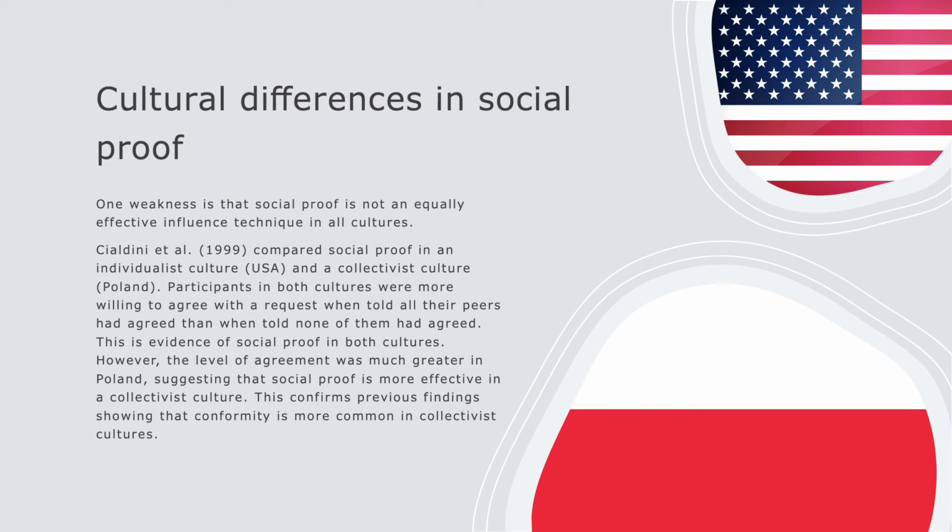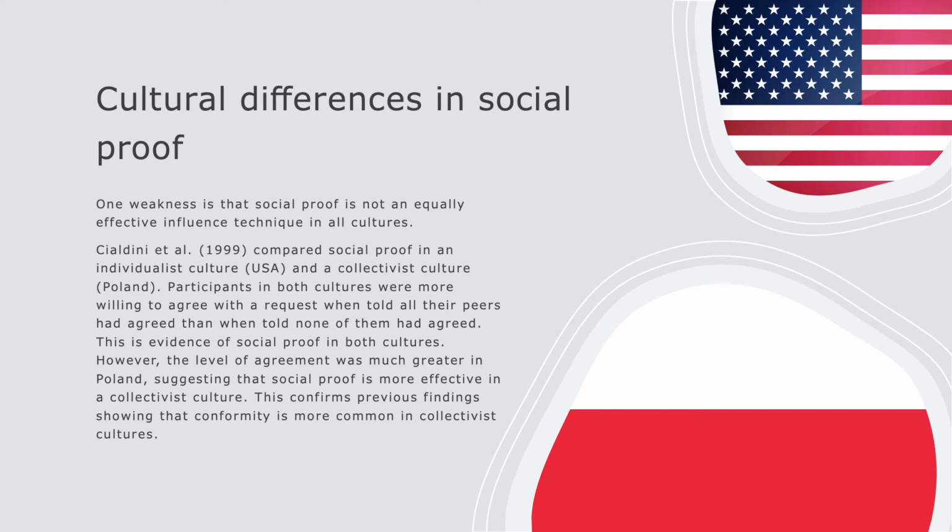So Cialdini compared social proof in the USA, which is an individualist culture, and a collectivist culture, Poland. Participants in both cultures were more willing to agree with a request when told all their peers had agreed than when told none of them had agreed. So here we see that yes, social proof happens in both types of cultures. People look for the right information and go along with that based on what other people are doing.